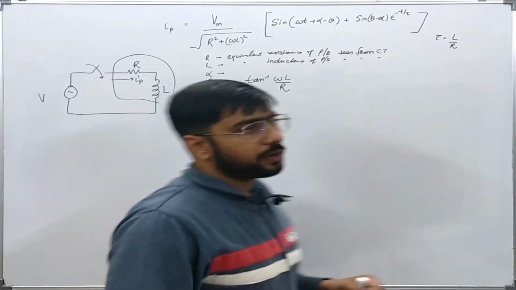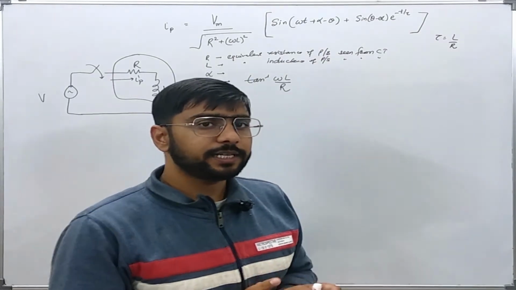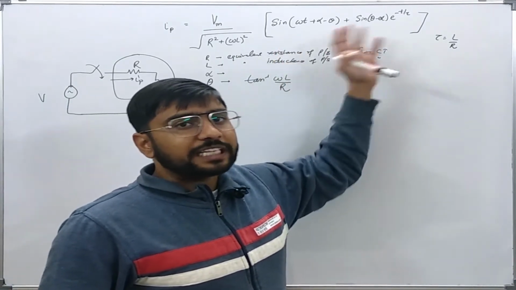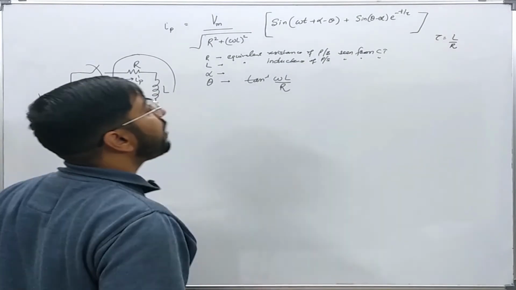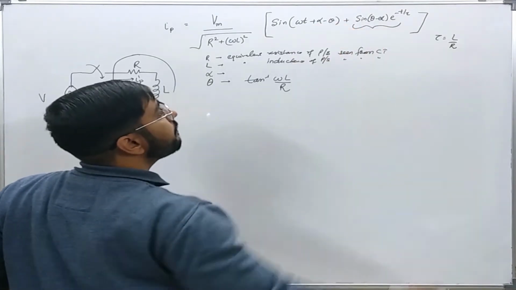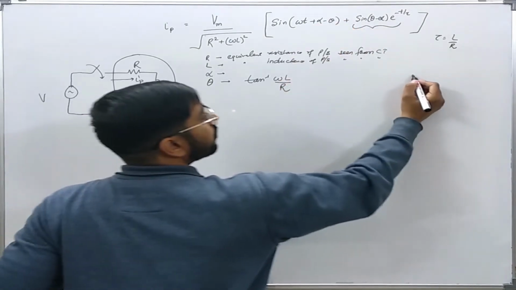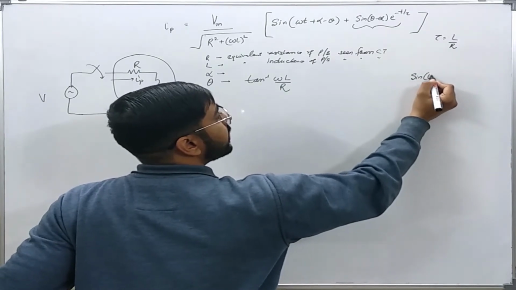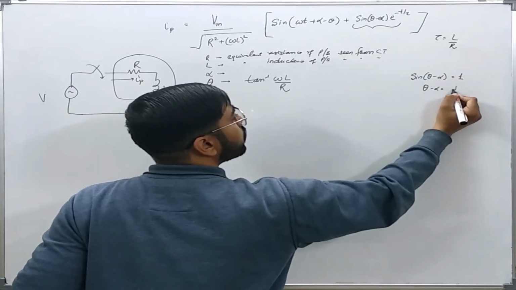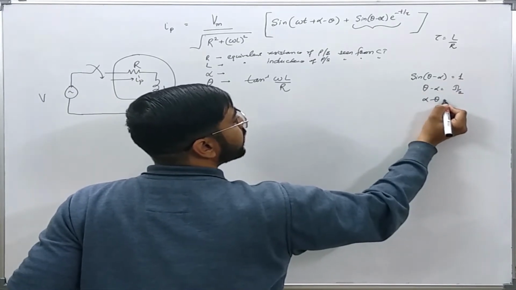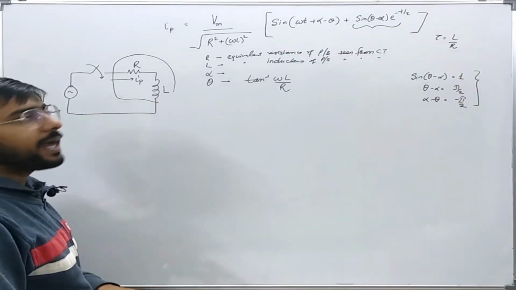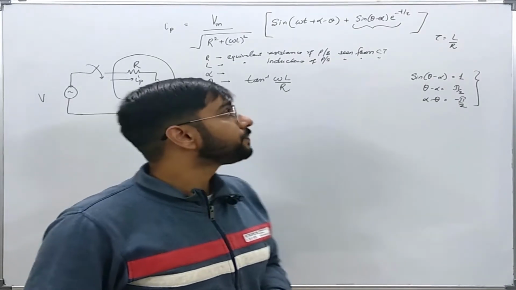Okay, now we will try to see the phenomenon where the transient is maximally pronounced. That will happen when this part, the DC part, which is decaying with time, is maximum initially. So we are assuming that sine theta minus alpha is equal to 1, or theta minus alpha is equal to pi by 2, or alpha minus theta is equal to minus pi by 2. Okay, so to see the maximum impact, we will assume this condition.